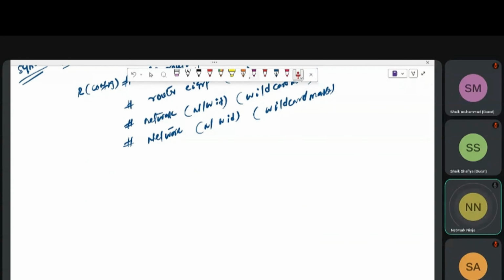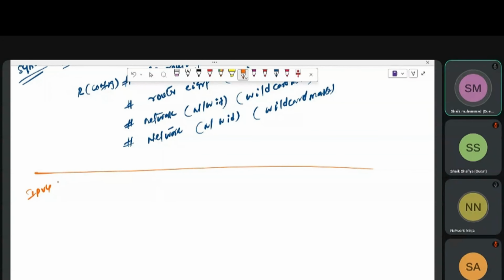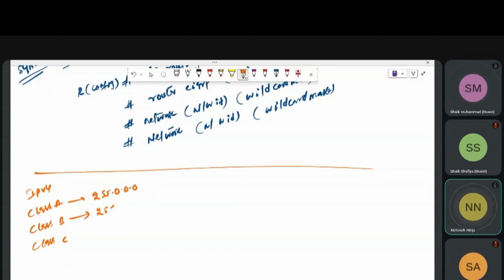Wildcard mask is nothing but, so you studied IPv4, right? In IPv4, we have 5 classes: class A, class B, class C. The default subnet mask of class A is 255.0.0.0. The default subnet mask of class B is 255.255.0.0. The default subnet mask of class C is 255.255.255.0. This is the default subnet mask.